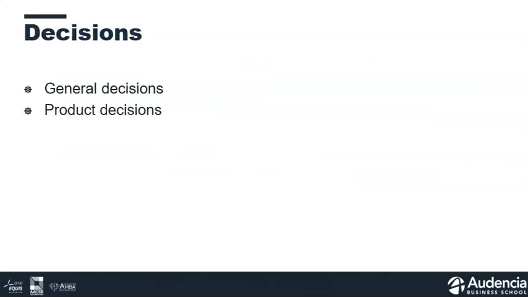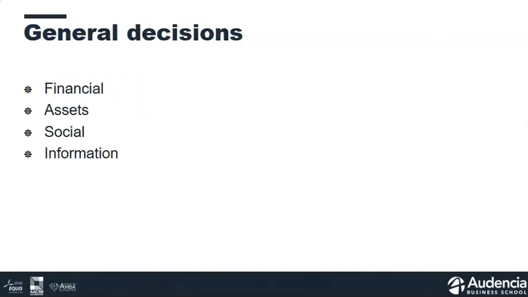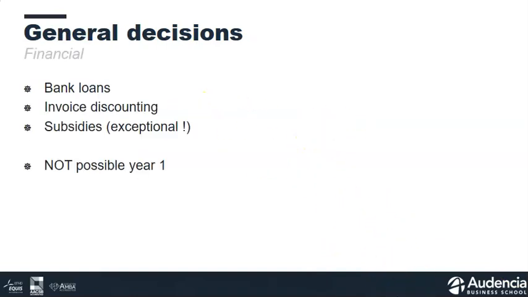So there are two types of decisions you'll be making as a team. There are general decisions and product decisions. General decisions concern financial, asset, social, and general information decisions. The financial decisions: do you want a bank loan? Do you want to discount your invoices? Do you need a subsidy? All of this, again, is not available in year one if you want to do it.